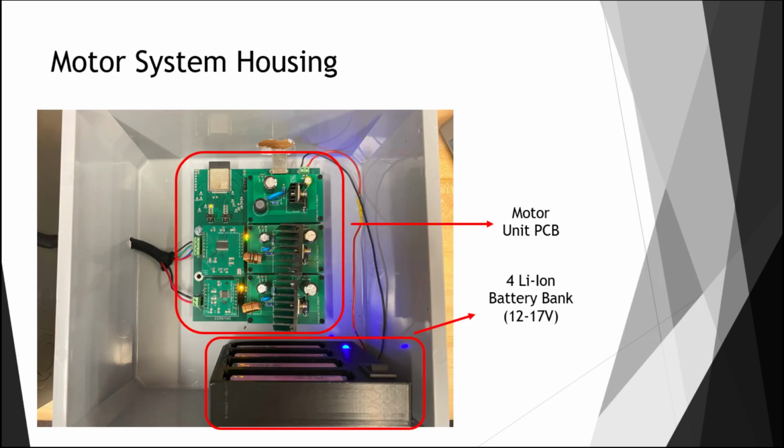Moving on, we have the motor system housing, which includes the motor unit PCB and the 4 lithium-ion battery bank, which goes from a minimum of 12 volts to about a maximum of 17 volts when fully charged. As you can see on the top right, we have the connection for the PCB to the lithium-ion battery bank. And on the bottom left, we have the connection to the DC motor. And on the middle left, with the 4 colored wires, we have the connection to the stepper motor.